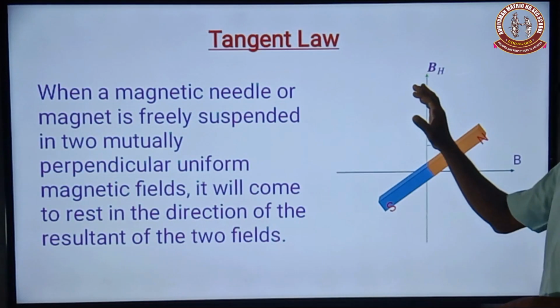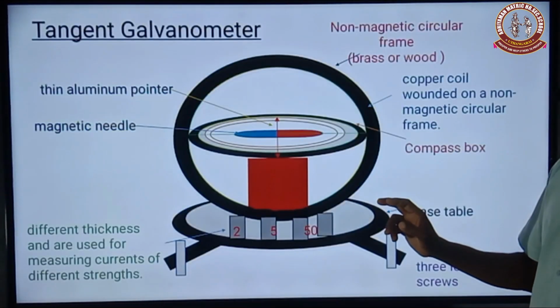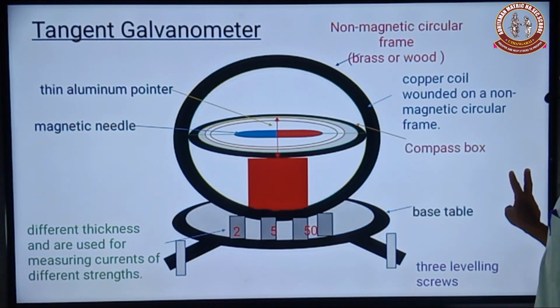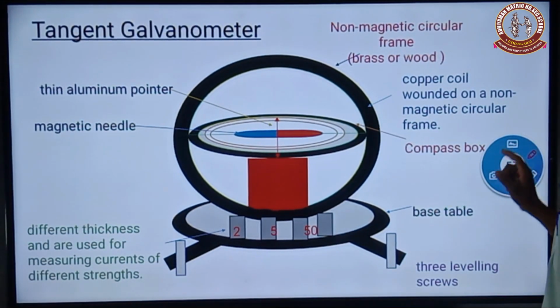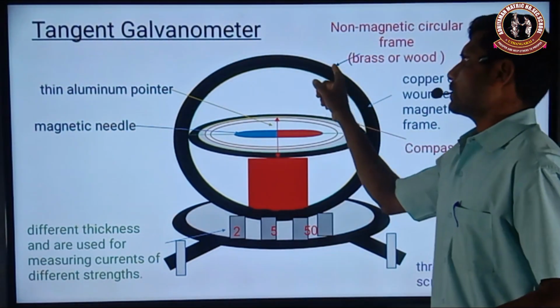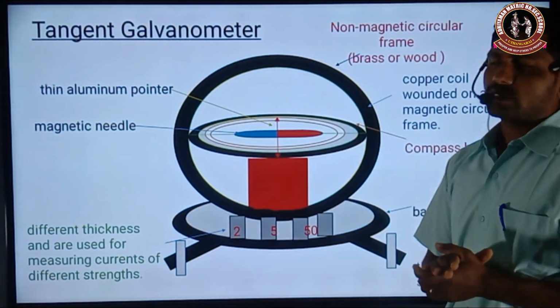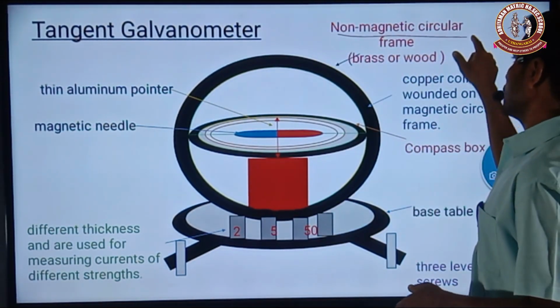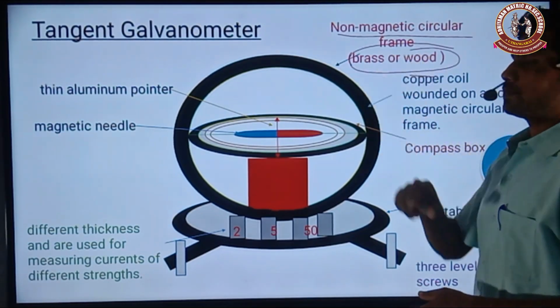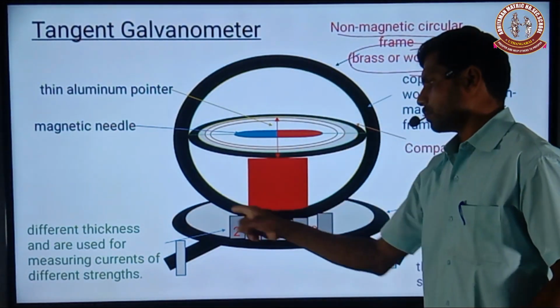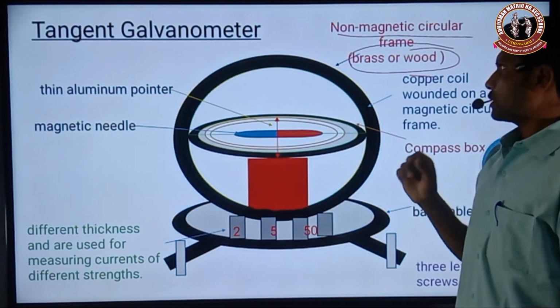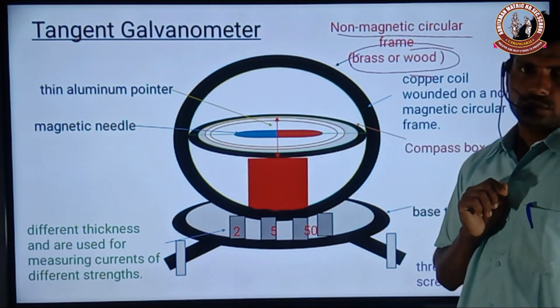Next, let us discuss the construction of the tangent galvanometer. The circular non-metallic frame of radius R is made of brass or wood.